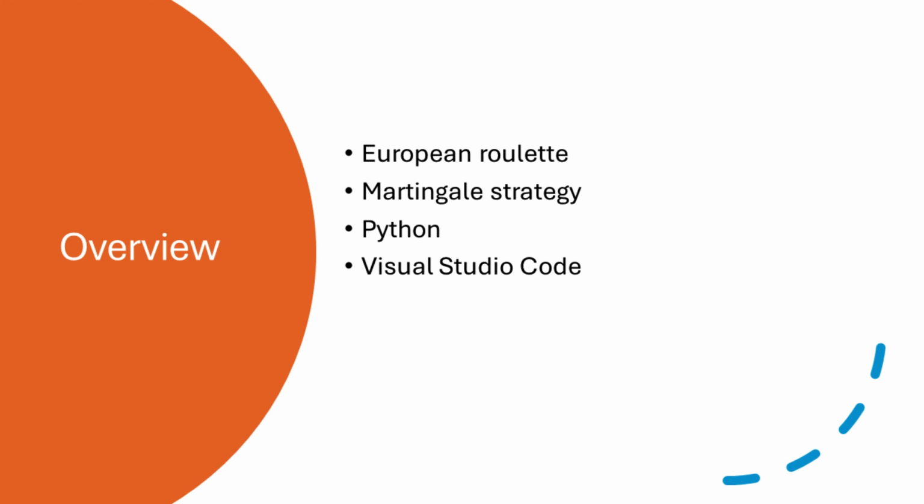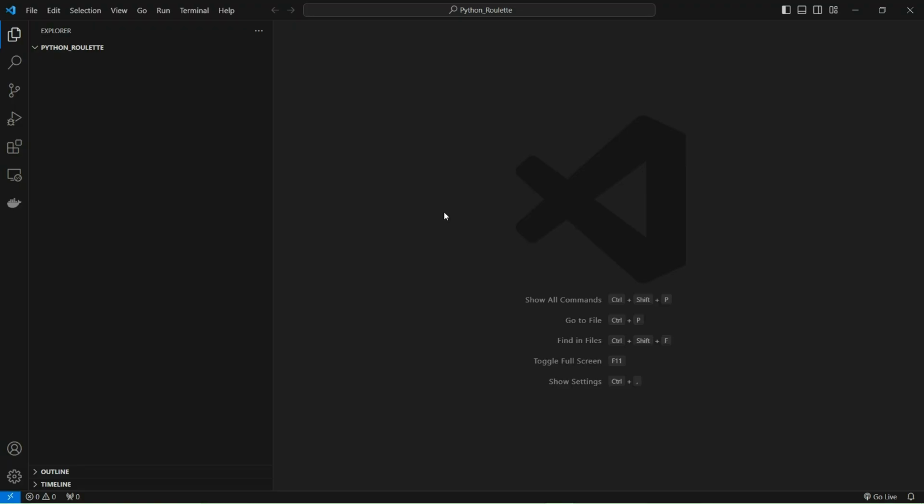In this video I will analyze Martingale roulette strategy on European roulette with Python programming language in Visual Studio Code. I am not going to explain roulette rules and Martingale strategy because this video is not about that. If you don't know that but you are interested in it, you can search it on internet. Let's move in Visual Studio Code.